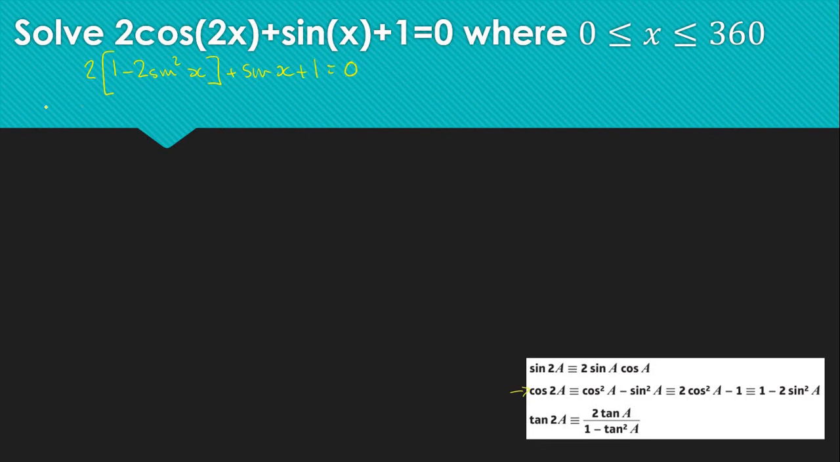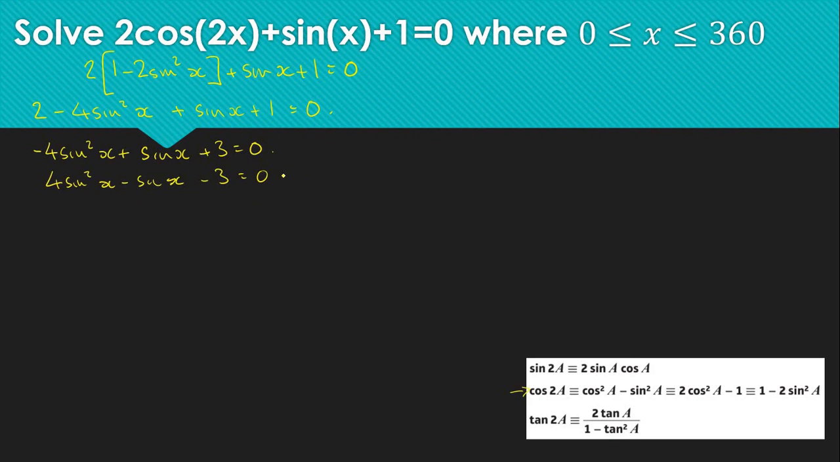Okay, expand this out and we'll end up with 2 minus 4 sine squared x plus sine of x plus 1 equals 0, and we can collect the like terms. We can end up with 4 sine squared x plus sine of x plus 3 equals 0. Now it's just my personal preference, but I'm going to multiply through by -1. Okay, so I'll get 4 sine squared x minus sine of x minus 3 equals 0. I just really like this lead coefficient to be positive. No major reason why, I just think it makes things a little bit easier.